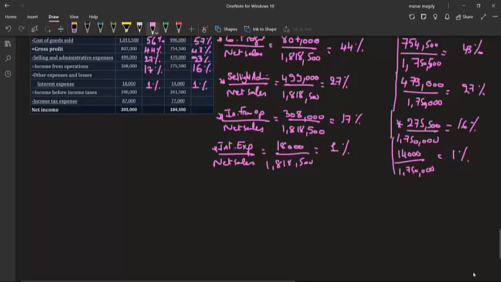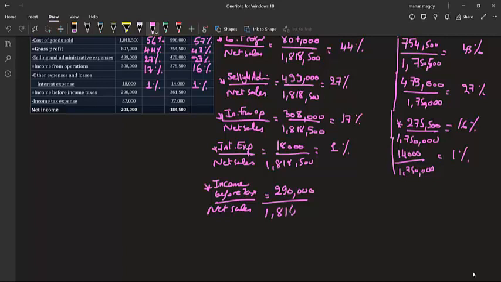Income before income taxes divided by the net sales equals 290,000 divided by 1,818,500 equals 16%, while in the previous year 261,500 equals 15%. 16%, 15%.